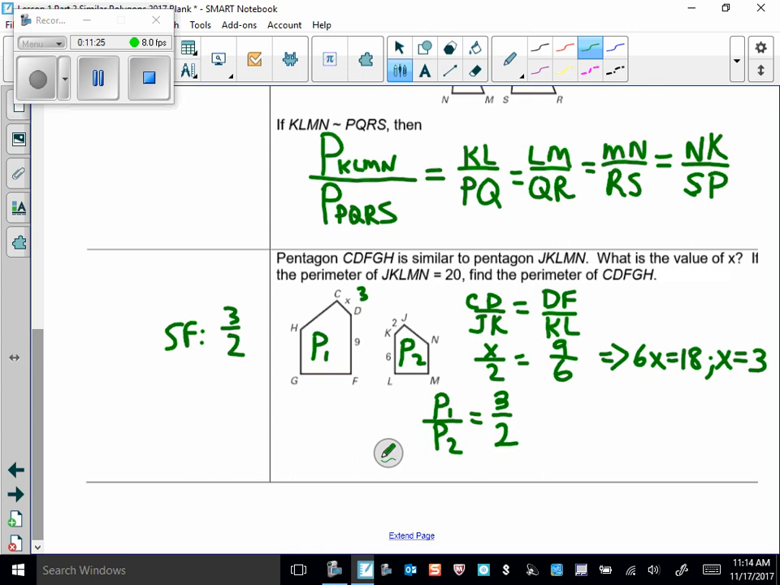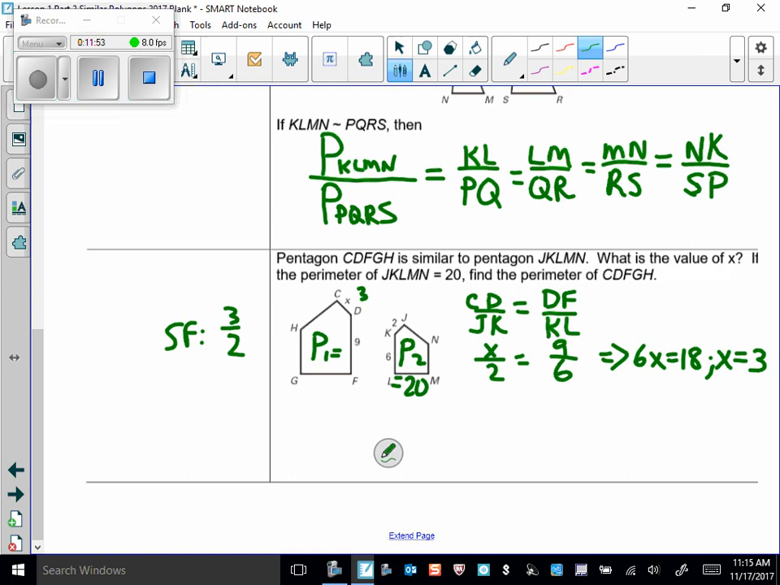I know what the P1 is, it's 20, so I'm going to plug that in. And I got P2 down here. That's what I don't know. So what have I got here? Wait a minute. Something's wrong here. I got something set up wrong. Just a second. Yeah, what I got wrong is the perimeter of the little one is 20. So that's where I went wrong.